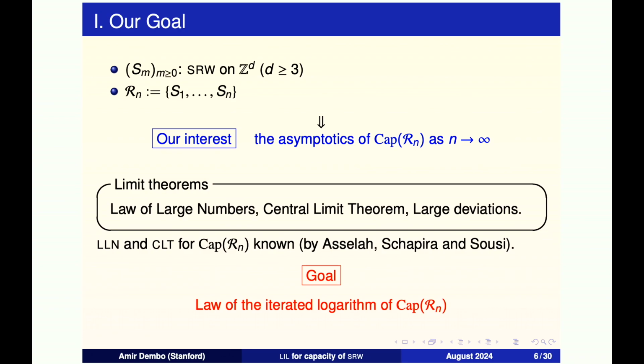So what does it mean we are interested in the asymptotics? Typically in probability, you will be asking all sorts of limit theorems. You might ask about the law of large numbers, strong law. You might ask about fluctuations, central limit theorem. You might ask about large deviations, and we will ask about the law of the iterated logarithm. The law of large numbers and the central limit theorem for this object are known. They have been done by a group of Sela, Shapira, and Susi in the last decade. It's not so recent. Our goal in this paper was to extend these two results to the law of the iterated logarithm.